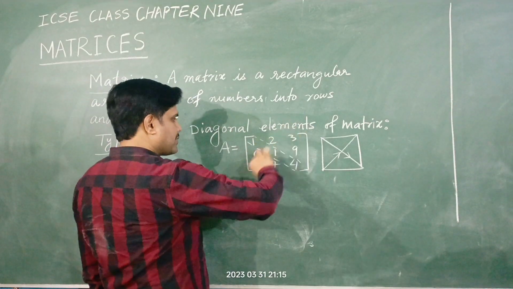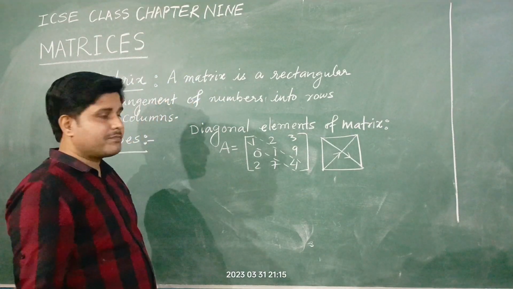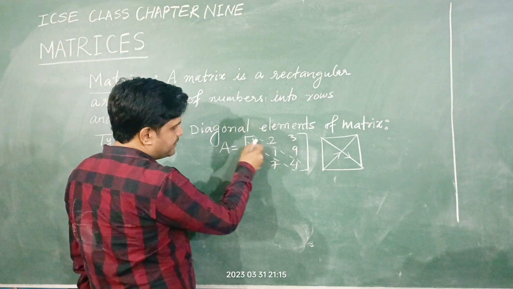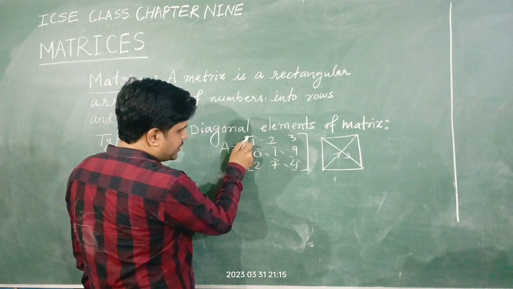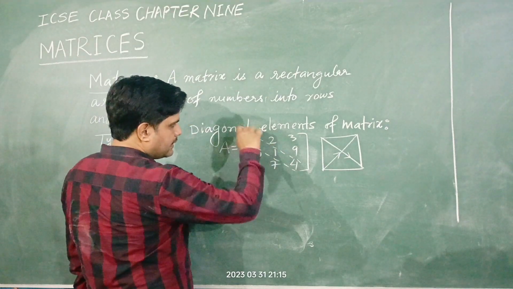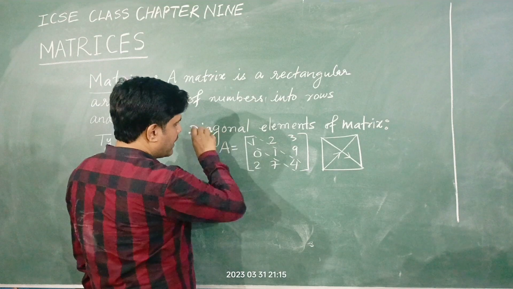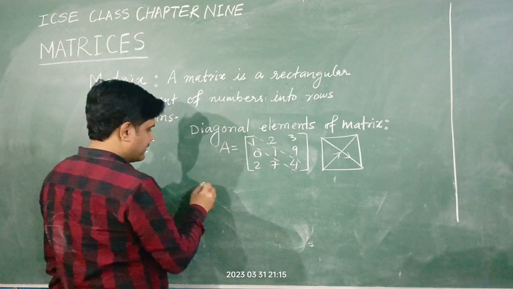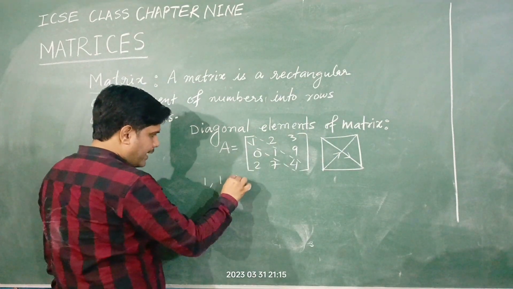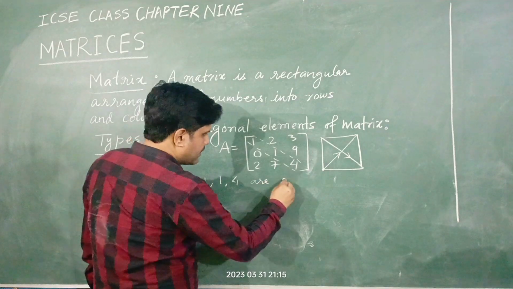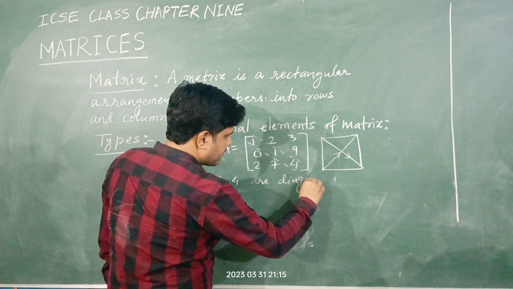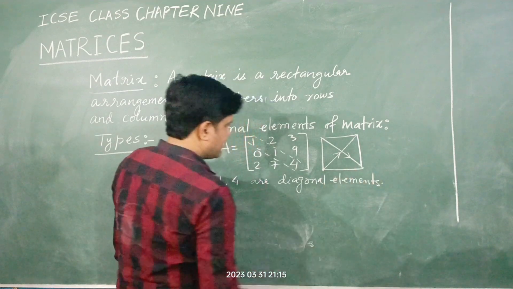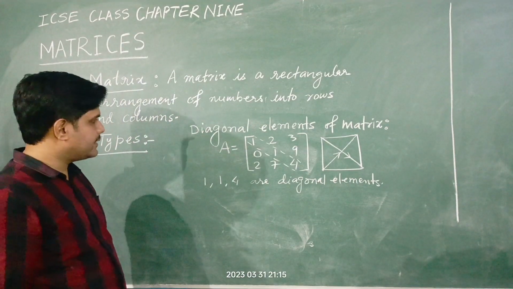Now, there can be another diagonal possible, but when we say diagonal elements of a matrix, we only consider the leading diagonal that goes from left to right, top to bottom. So these numbers 1, 1, and 4 are the diagonal elements of the matrix. I hope it is clear.